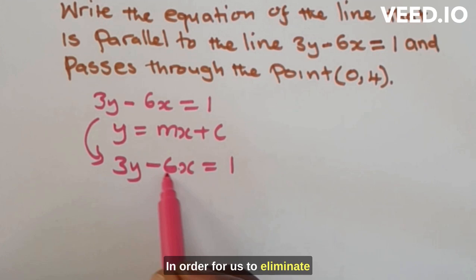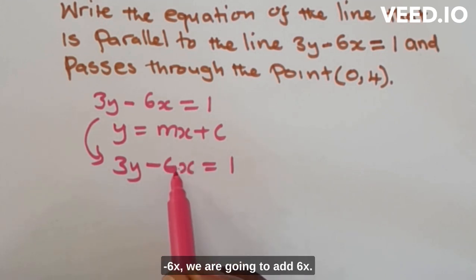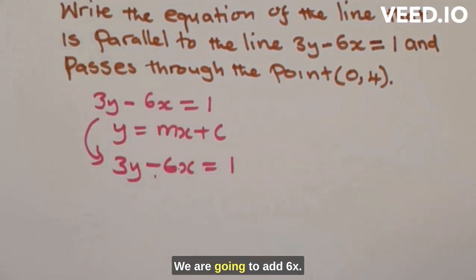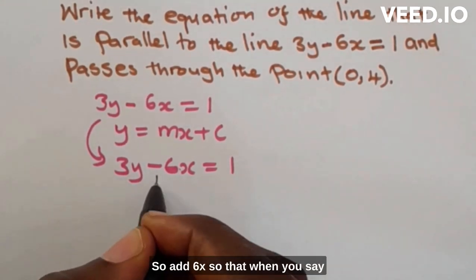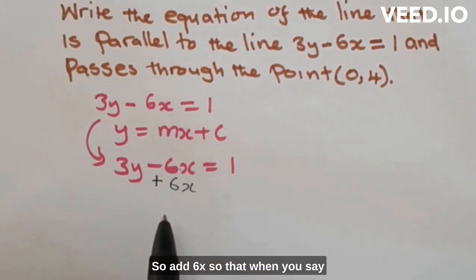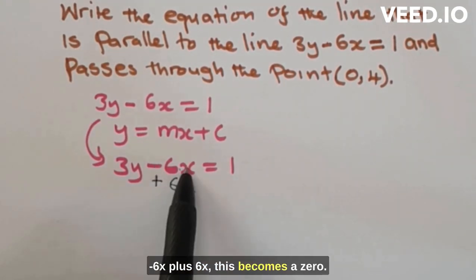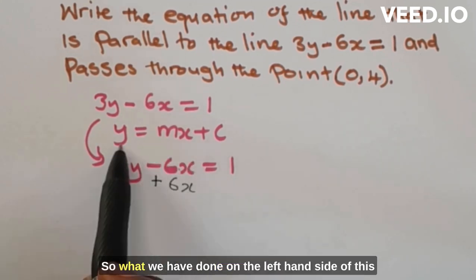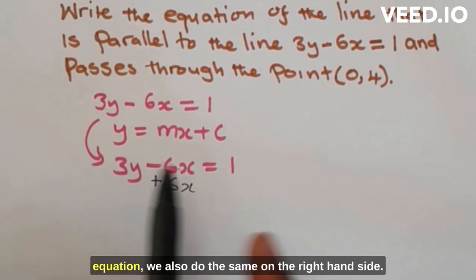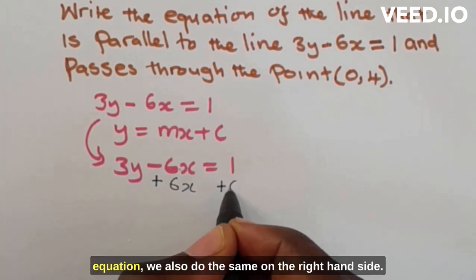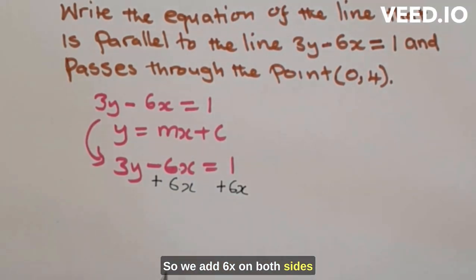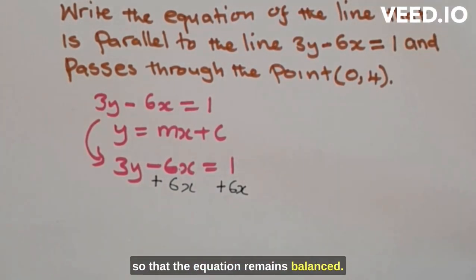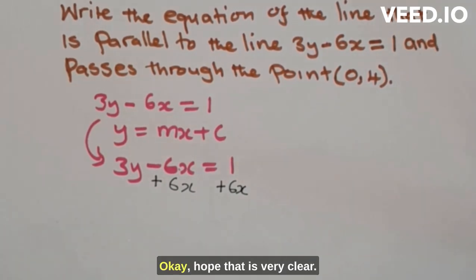In order to eliminate negative 6x, we are going to add 6x, so that negative 6x plus 6x becomes 0. What we have done on the left hand side of this equation, we also do on the right hand side. So we add 6x on both sides so that the equation remains balanced. Hope that is very clear.